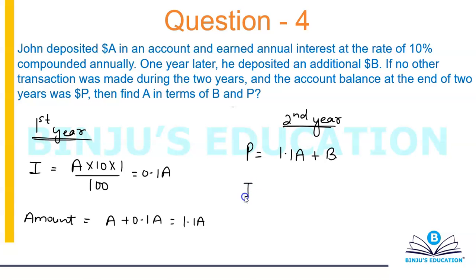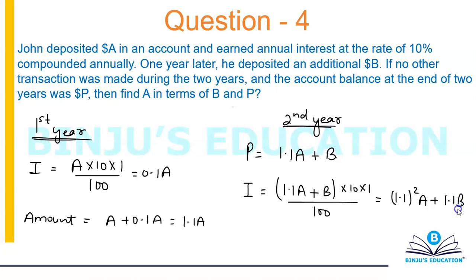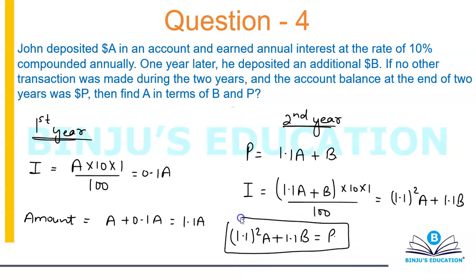So now the second year's interest will become 1.1A plus B. You see, I am saying second year's interest. I'm not saying interest for 2 years. There's a difference. So this is (1.1A plus B) into 10 into 1 divided by 100, which is 1.1 square A plus 1.1B. So you basically have 1.1 square A plus 1.1B, and that will be equal to P. Now you just have to calculate A in terms of P and B.